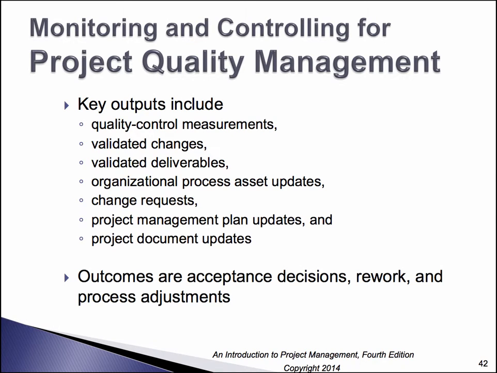Project quality management. Key outputs include quality control measurements, validated changes, validated deliverables. Notice we said validated. Organizational process asset updates, all the change requests, project management plan updates, and project document updates. Outcomes are acceptable decisions, rework, and process adjustments.